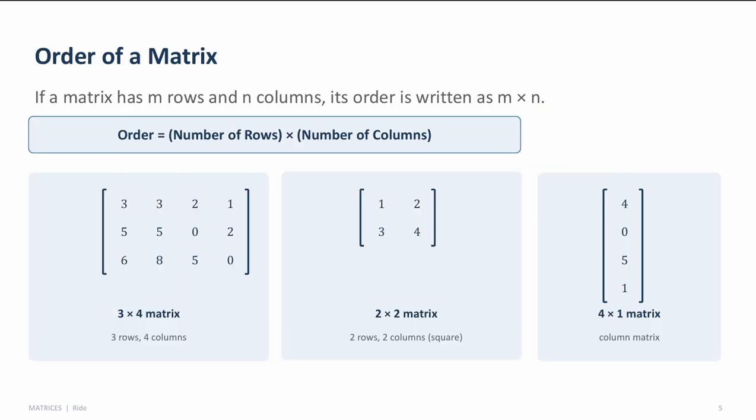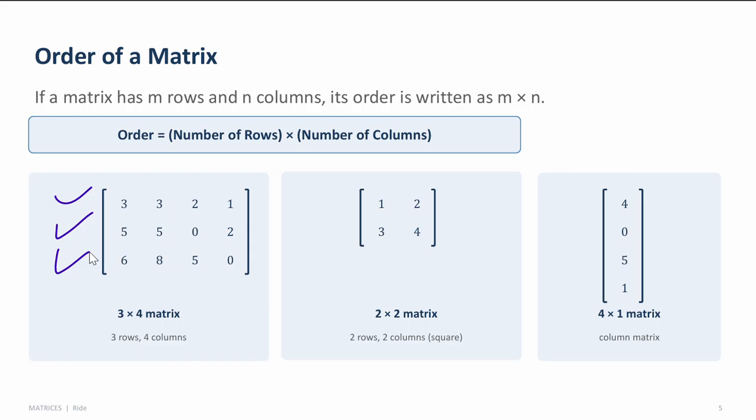Now let us talk about the order of a matrix. If a matrix has m rows and n columns, it's written as m by n, right? So here order is number of rows by number of columns. If you see here, we have 3 rows, and how many columns do we have? 4 columns. That is why we write it as a 3 by 4 matrix. If you see here, it is a 2 by 2 matrix. So it has 2 rows and 2 columns. Also, it is a square matrix, right? Because it has an equal number of rows and columns. So wherever you find a matrix which has an equal number of rows and columns, it is termed a square matrix. Otherwise, it is a rectangular matrix, right? Which is a rectangular array of numbers. Obviously, a square is also a rectangle, right?